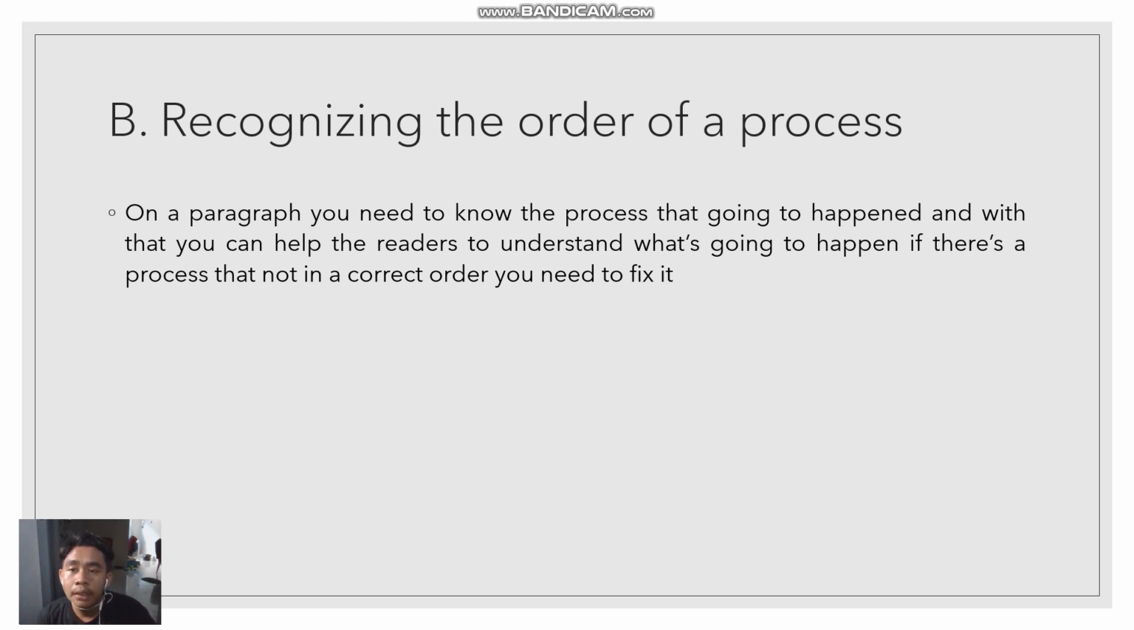B. Recording the order of a process. In a paragraph, you need to know the process that is going to happen, and with that you can help the reader understand what is going to happen. If a process is not in the correct order, you need to figure it out.